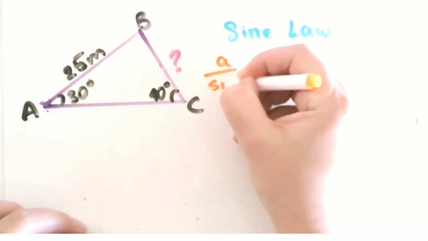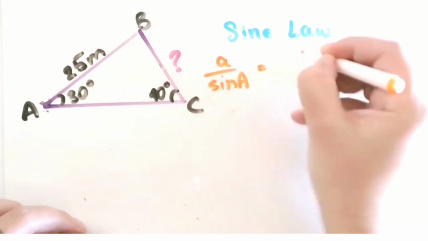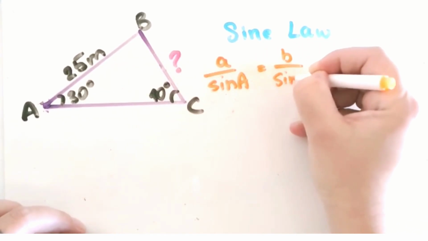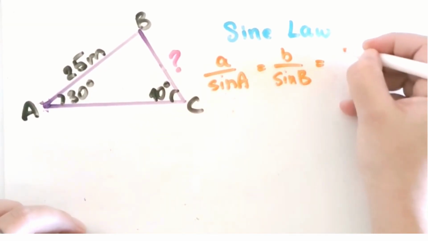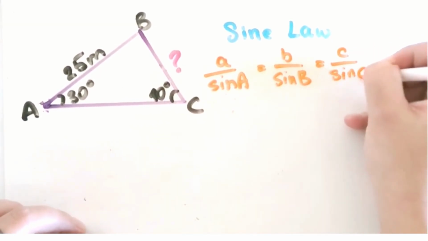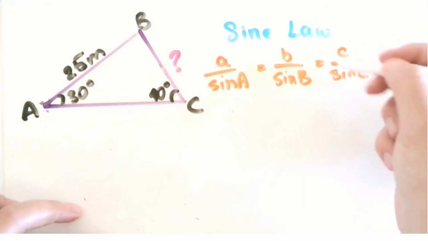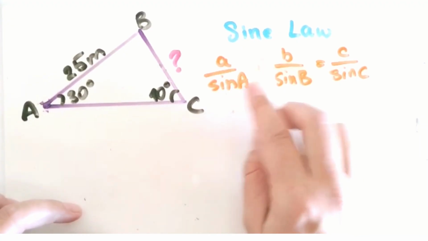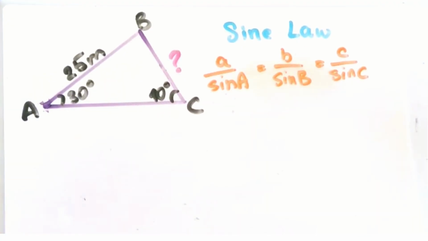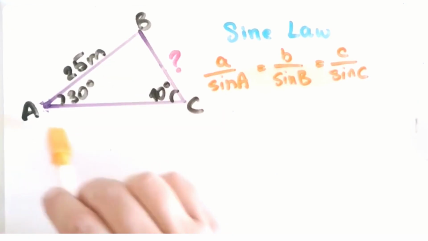a over sine A equals b over sine B, and that also equals c over sine C. And sometimes you're going to see this upside down, but we're going to stick to the little lowercase letters for this example. So none of this is going to make sense until I label my sides and angles.